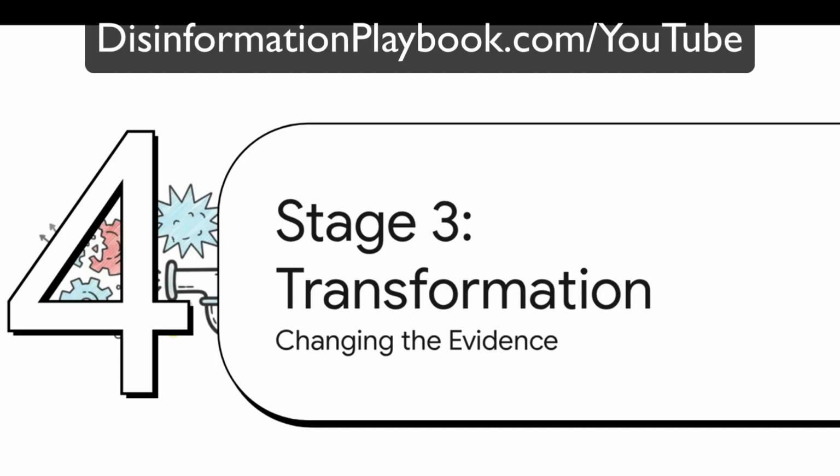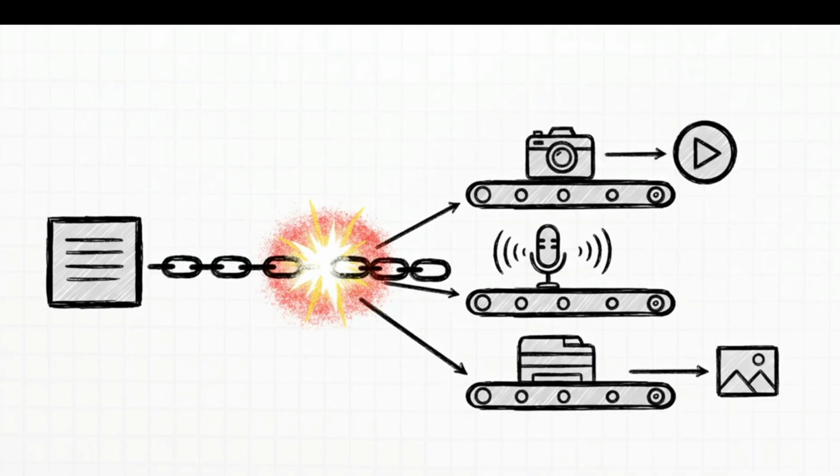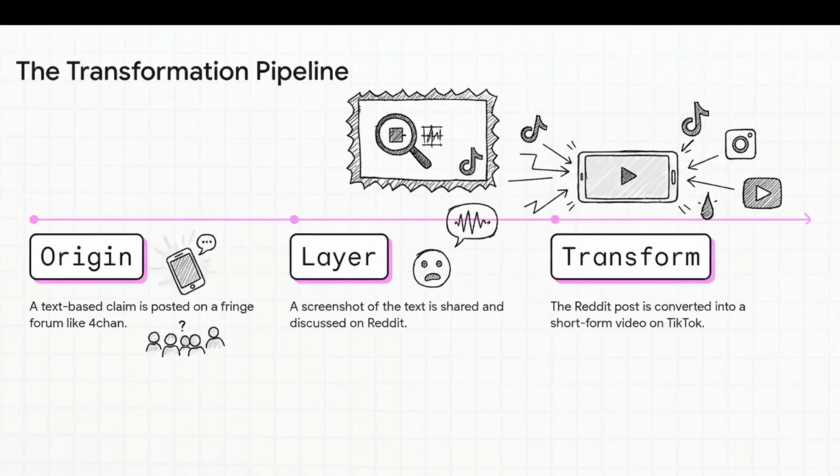This brings us to the real masterstroke of the whole operation, stage 3, transformation. This is where the evidence itself literally changes form, making the lie almost impossible to trace back to its source. See, in this stage, the information isn't just getting reshared. It is being completely repackaged into a totally new format. This is the most critical step because it completely breaks the chain of evidence. And you can see the journey right here.